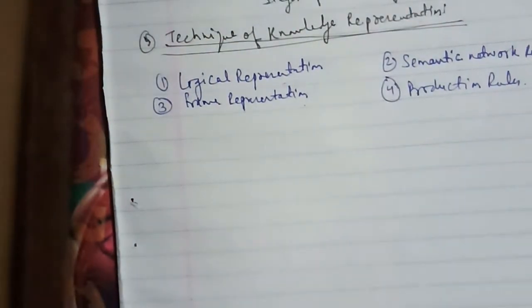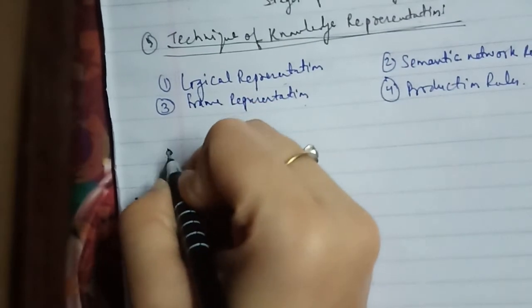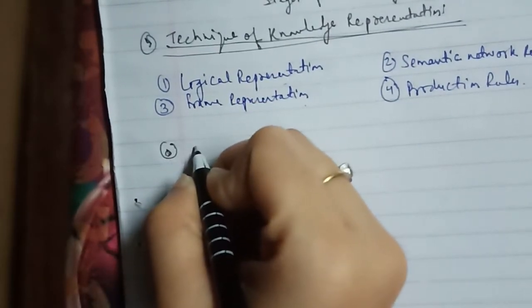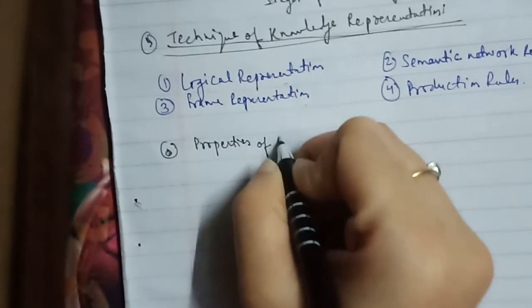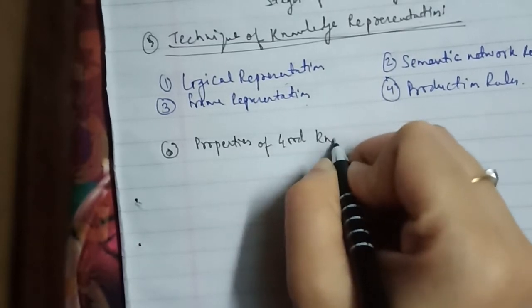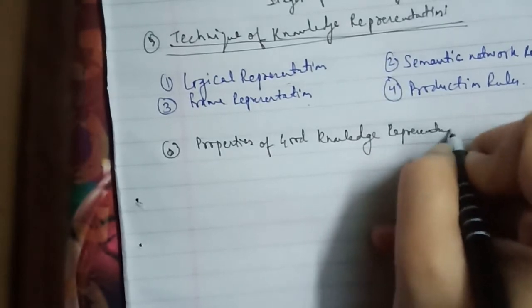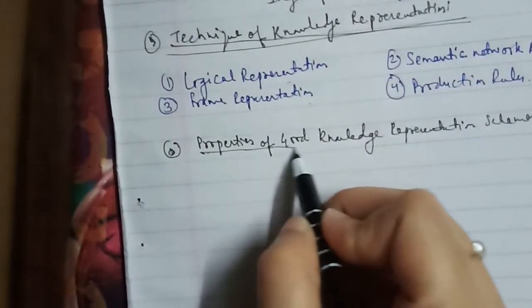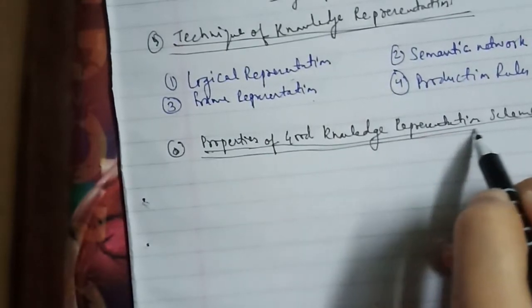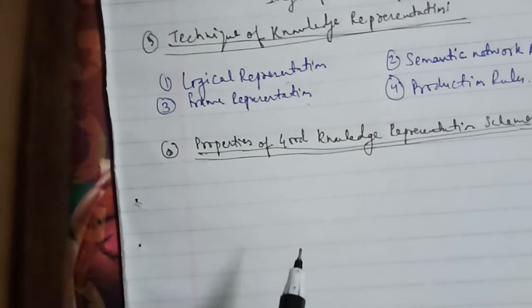Let's go ahead with another one that we have to discuss, that is the desirable properties of a good knowledge representation scheme. Properties of good knowledge representation schemes. This has also been asked for 10 marks here. The desirable properties of good knowledge representation schemes are what we have to discuss here.